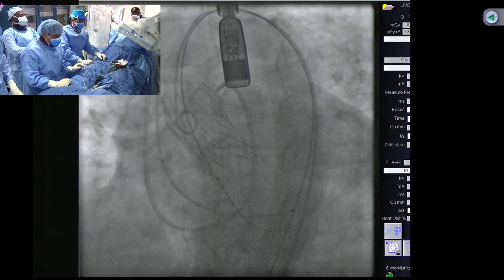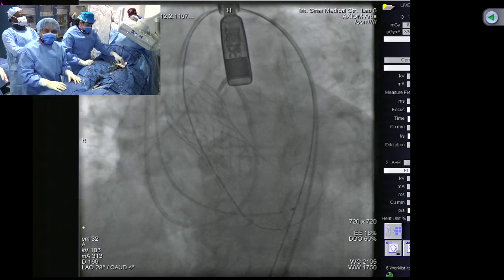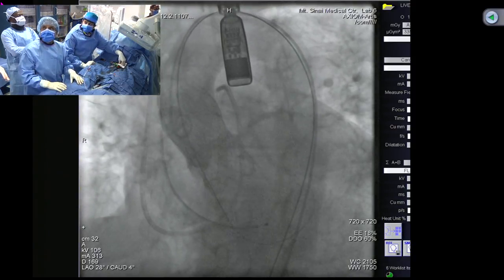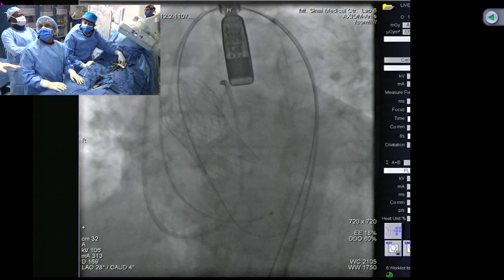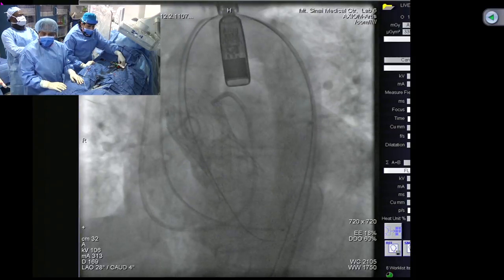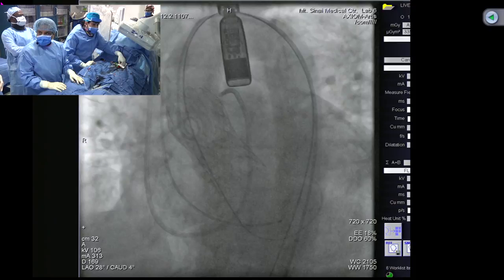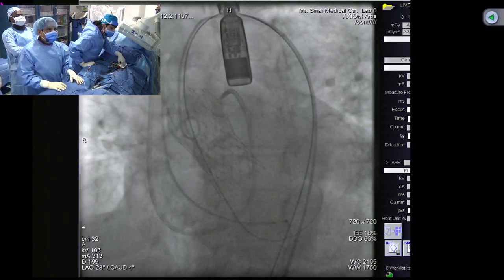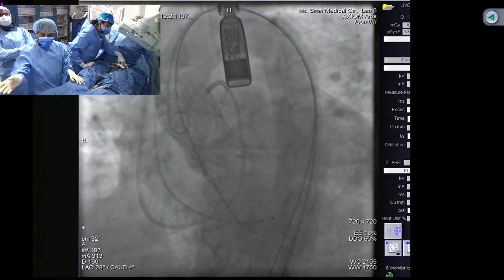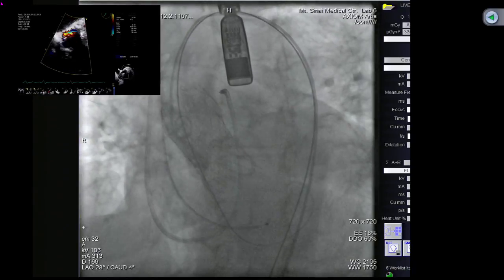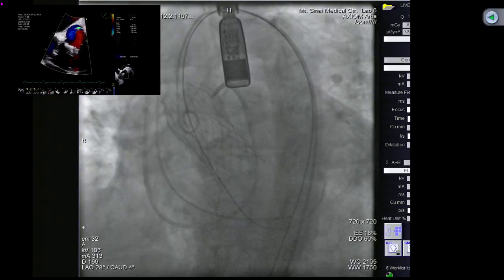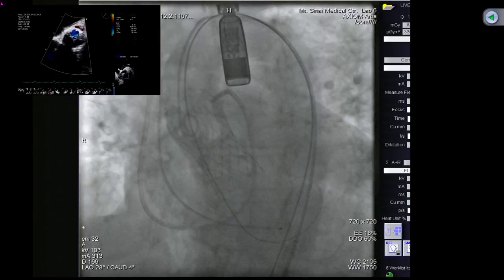Wow. So what do we do now? What size? You want a 25? 26? I think we should start slow. No, 26 will be... 25 true balloon? Or 24 true? Do you want to show the TEE? Yeah. Show the TEE now, please. You can see that in the short axis view. 26 true balloon. Can you show the TEE?